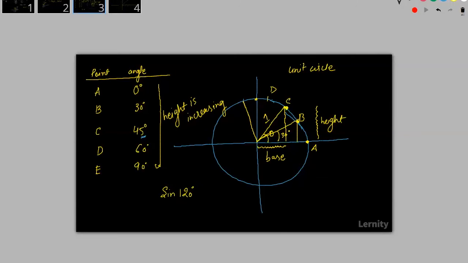Okay. So now suppose I am writing 120, so sine of 120 is equal to, it is in the second quadrant. What is the reference angle? 60. So this is equal to plus sine of 60 degree. So this is nothing but root 3 by 2. Okay. Fine.